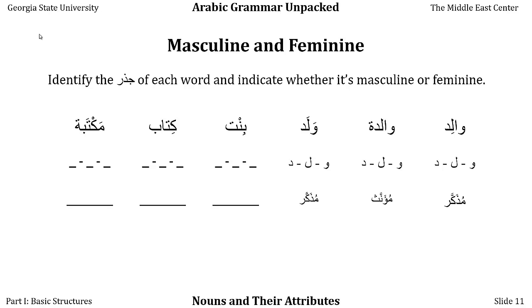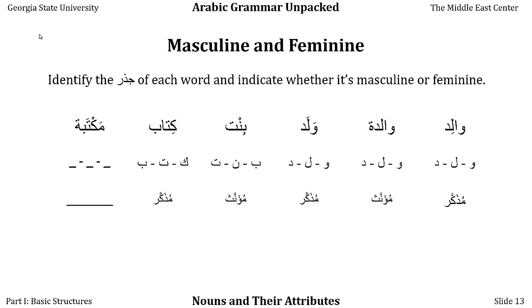Walad, boy, has the same jithr, but it's mudhakkar because a boy is a masculine person, so it has masculine gender. By the same token, bint, with its root ba, nun, ta, is mu'annath, or feminine, because it represents a female person. So for people, this is relatively easy. For objects, it's a tiny bit trickier.